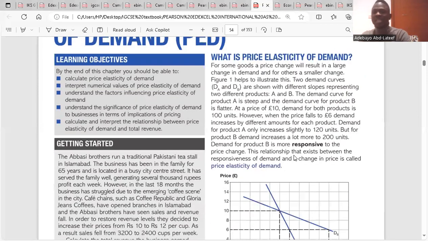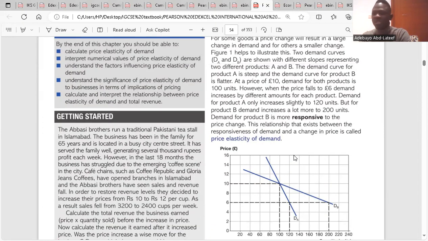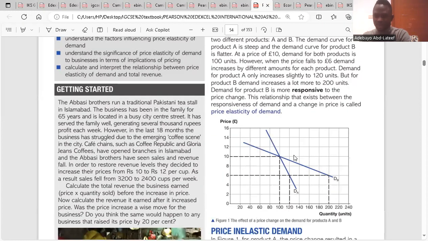For some goods, a price change will result in a large change in demand, and for others, a small change. Figure 1 helps to illustrate this. Two demand curves, DA and DB, are shown with different slopes representing two different products, A and B. The demand curve for product A is steep, and the demand curve for product B is flatter. At the price of £10, demand for both products is 100 units.